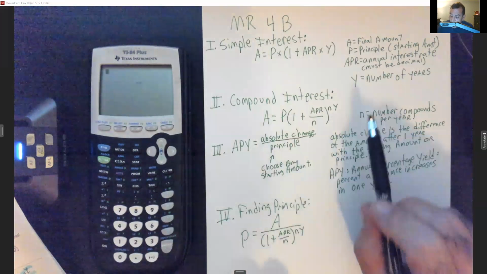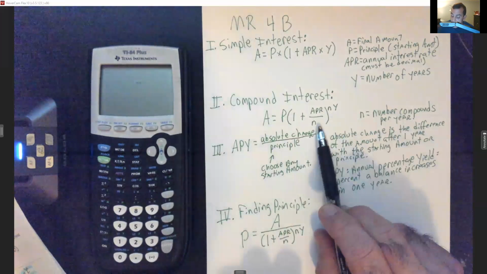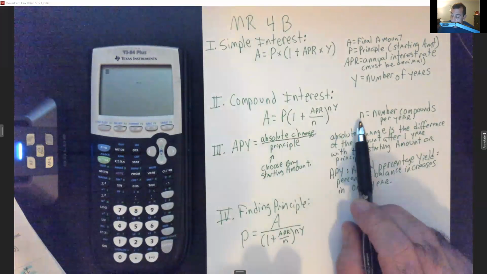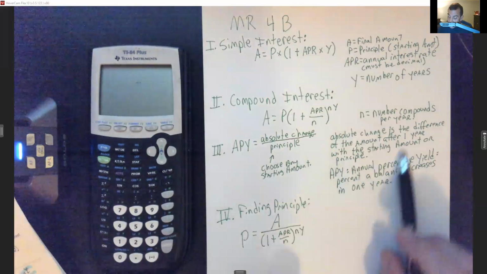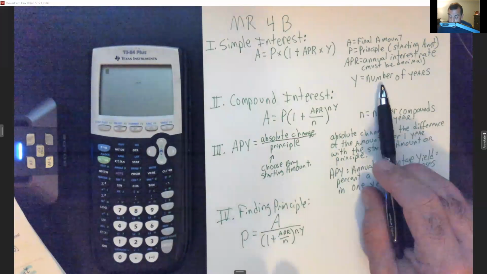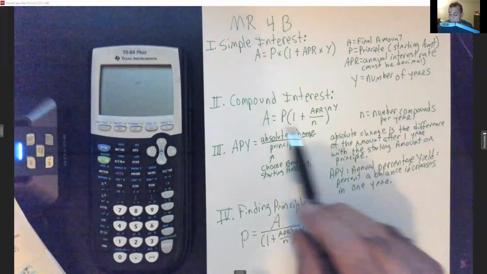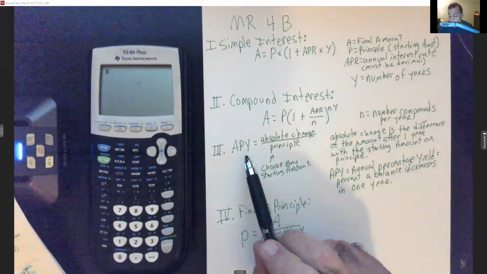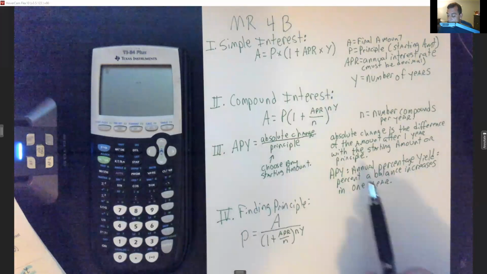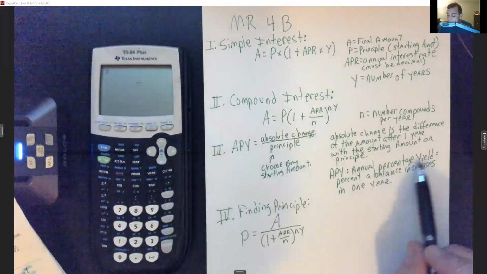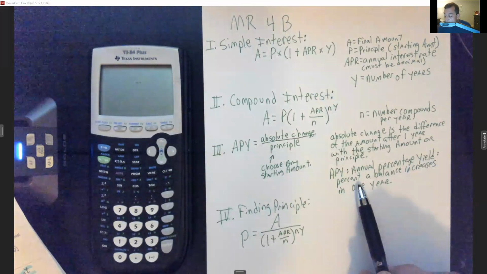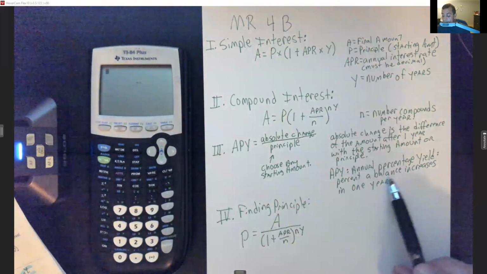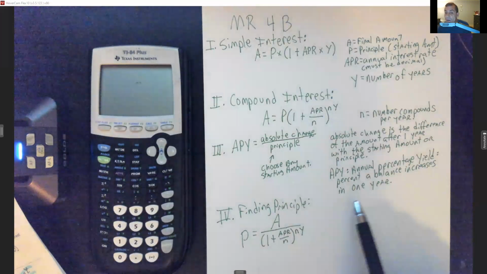Alrighty. Next, you got n here, that's the number of compounds. And then y is the number of years still, okay? So I would use that when they tell me I got compound interest. APY. APY is the annual percentage yield, and it's the percent of balance increases in 1 year.